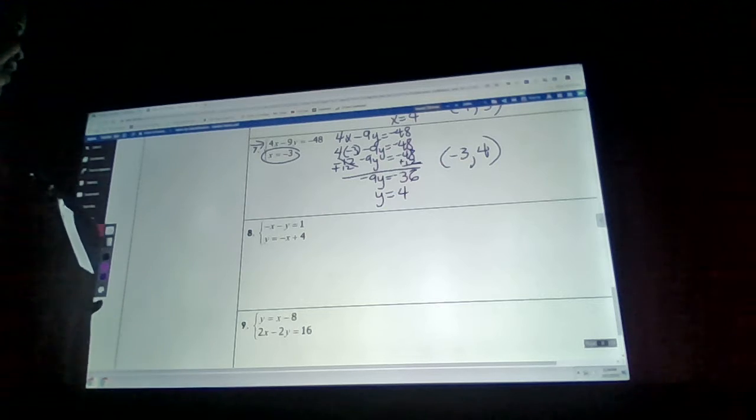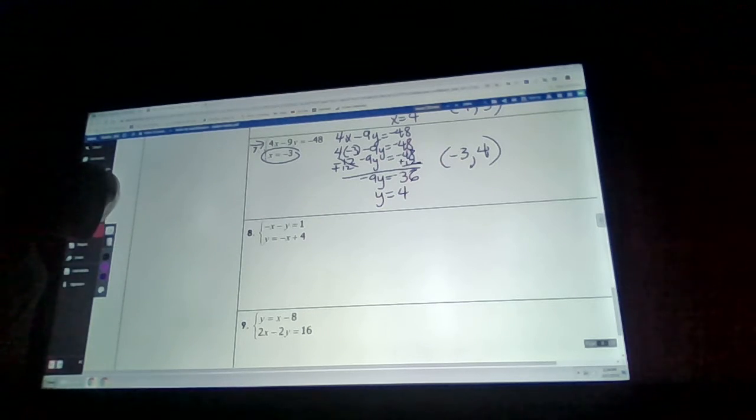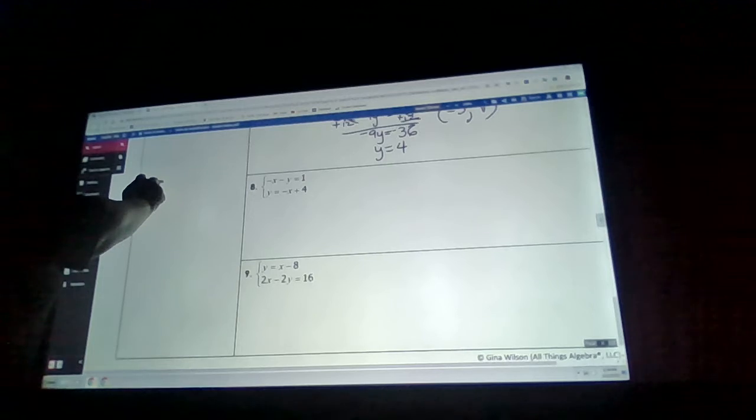I like number 8 because I'm looking. Yeah, that's a good one, y'all. That's a good one.